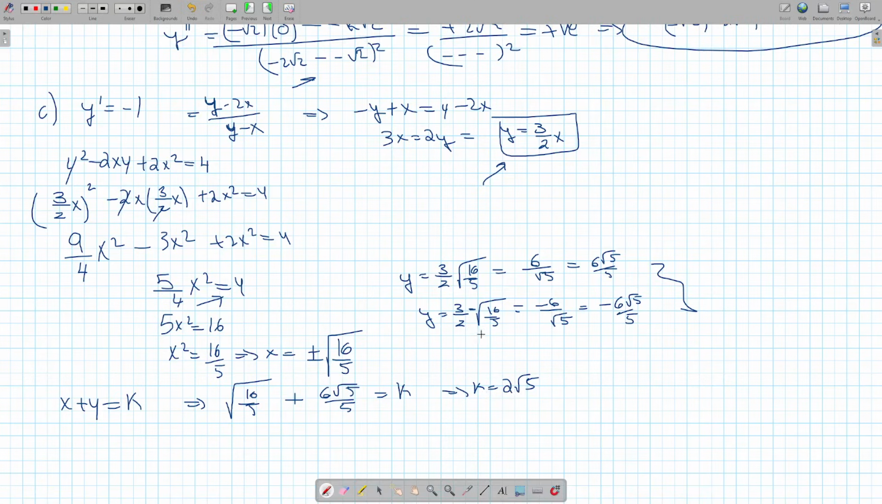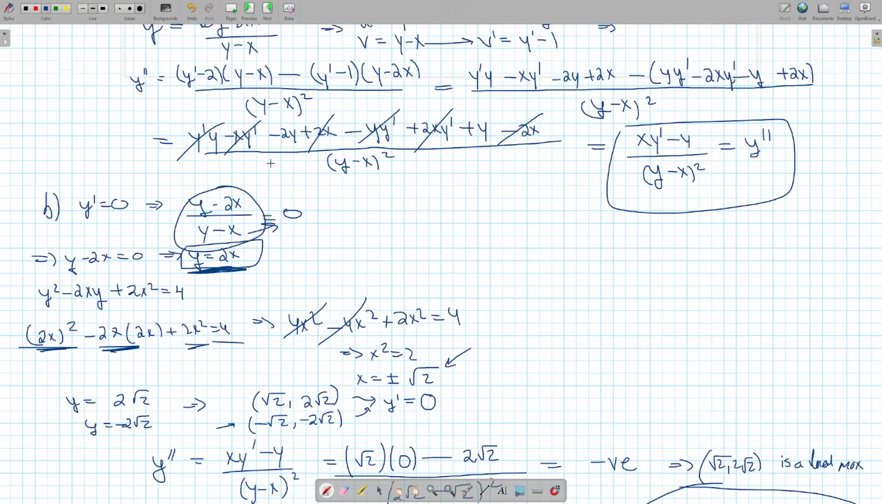Now let's do the second solution. Remember, we have two solutions here. So negative radical 16 over 5 plus negative 6 radical 5 over 5 equals k, and you're going to get k is equal to negative 2 radical 5. So these are the two k solutions.